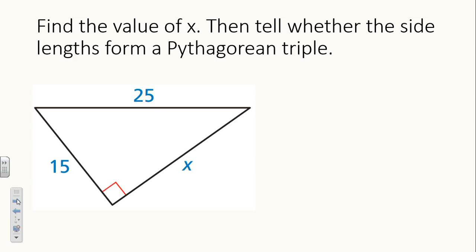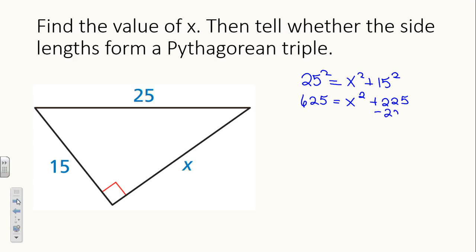Which one's the hypotenuse? 25. So 25 squared will have to be equal to, it has to be all by itself, the leg squared plus the other leg squared. So 25 squared was 625. And 15 squared is 225.